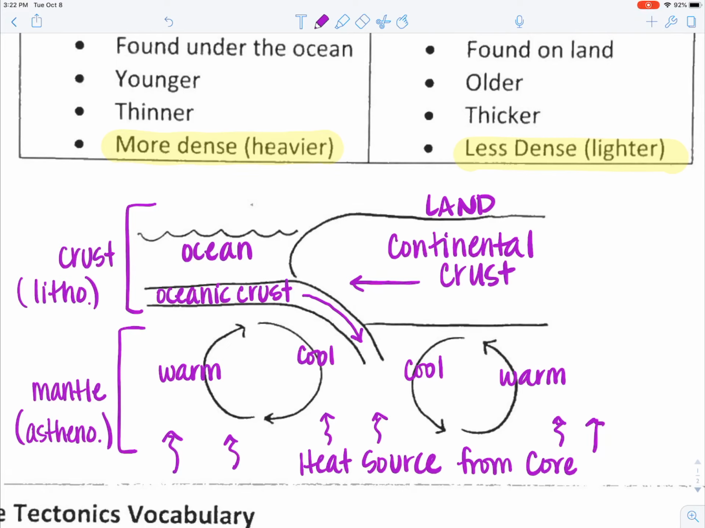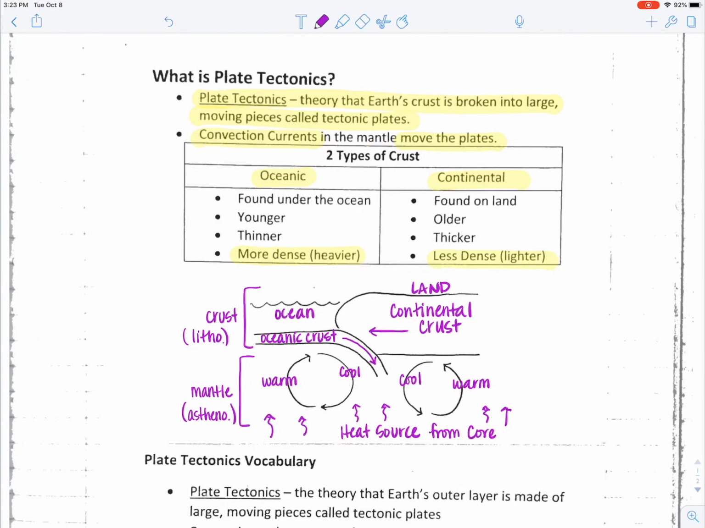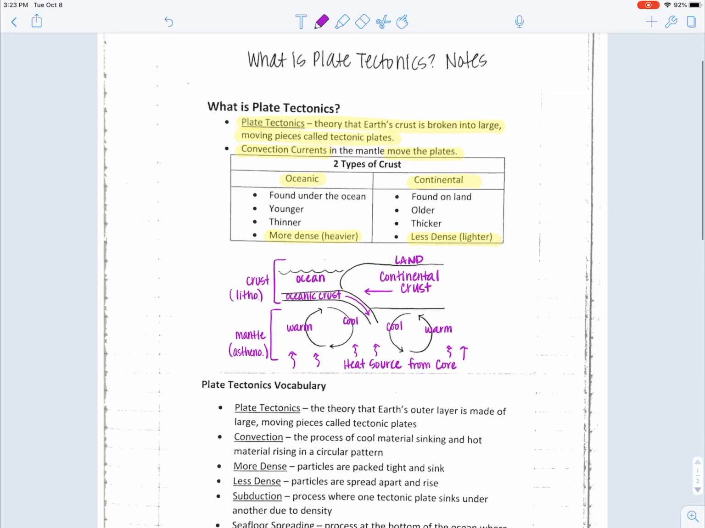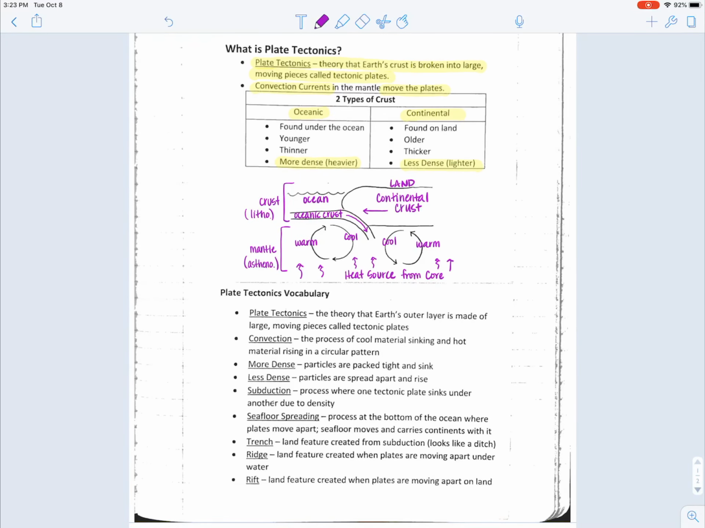Pause if you need more time to record information. We're going to go ahead and glue this little note sheet under our title, and then directly under that, we're going to glue our vocabulary page. So glue both of these on page 8.